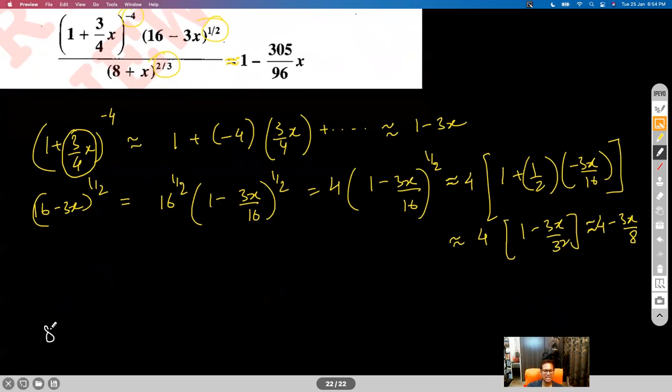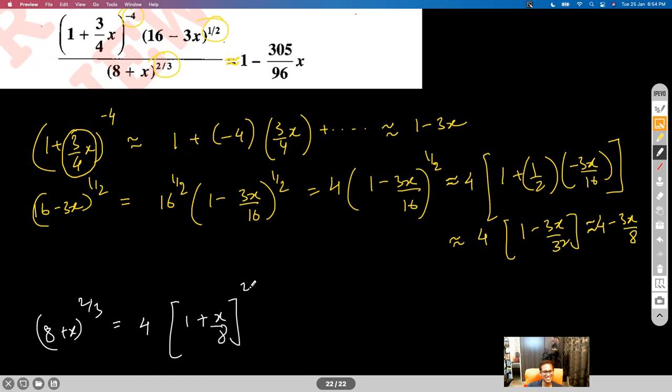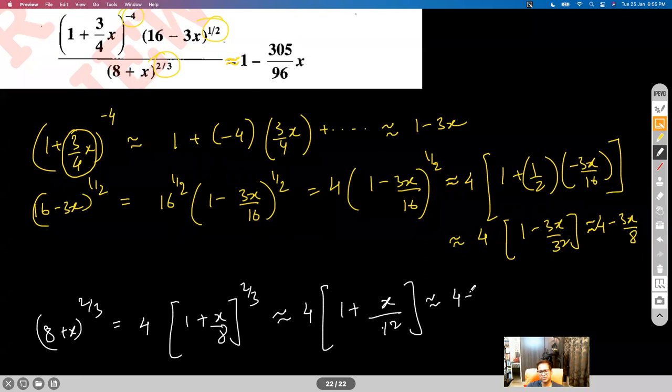And likewise, the last term, which is a denominator term, if I take 8 outside, 8 to the power 2 by 3 will be 4, if you all agree with me. Correct? So this can be approximated as 4 times 1 plus 2x by 24. Can I write it as x by 12 to be more precise, rather than writing 24? So this is approximately 4 plus x by 3.